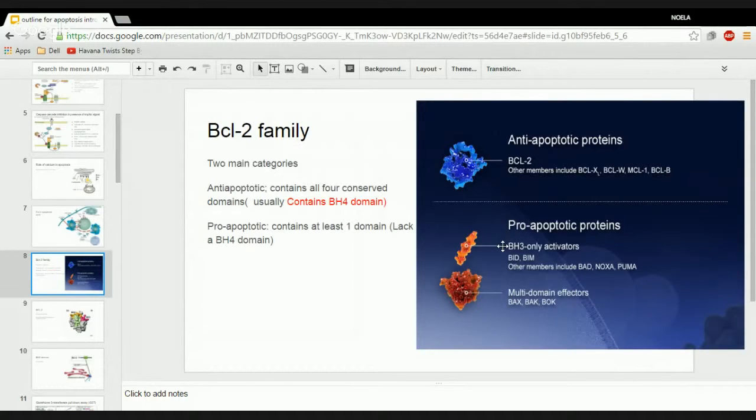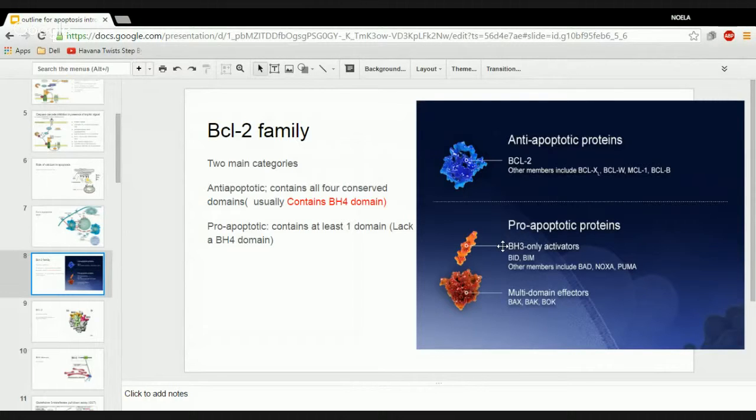The BCL2 family is a critical checkpoint in the intrinsic pathway of apoptosis. They are divided into two main groups: the pro-apoptotic proteins, which promote apoptosis, and the anti-apoptotic proteins, which inhibit or prevent apoptosis. The BCL2 family members are made up of at least one conserved region known as the BCL2 homology domain: BH1, BH2, BH3, and BH4.